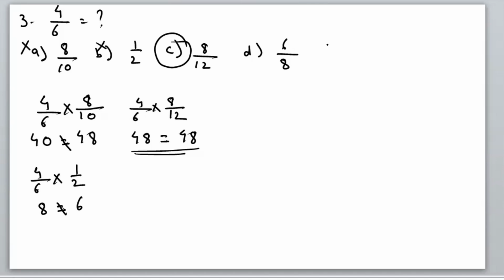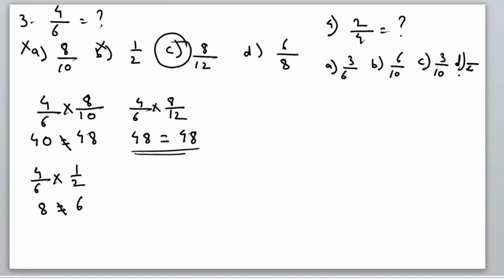Okay, let's take the last question. 2 by 4, and you have to find the equivalent of 2 by 4, and your options are option A, 3 by 6, option B, 6 by 10, option C, 3 by 10, and option D, 3 by 4. Start from the first option. 2 by 4 times 3 by 6. You have to do cross multiplication. 2 times 6 will be 12. 4 times 3 will be 12. See, here we got our answer because 12 is equal to 12. It means this is our answer.